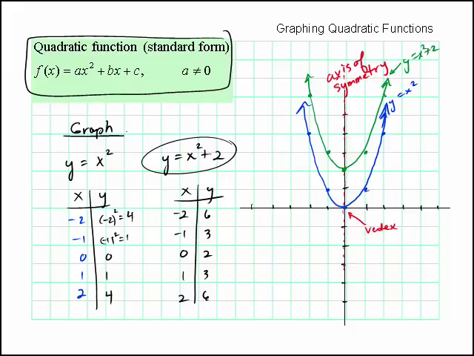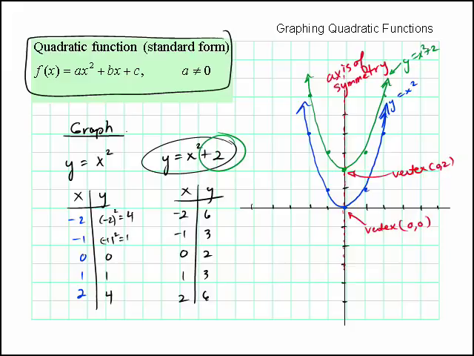Now notice what happened when I added 2 on the end of x squared. The only thing that happened is the parabola just moved up 2 places. And so its vertex now is located at 0, 2. This one's vertex is at 0, 0. Okay, so we know how to move a parabola up and down now. You just add a number on the end.